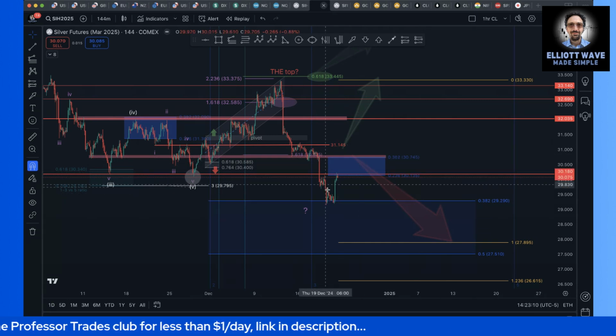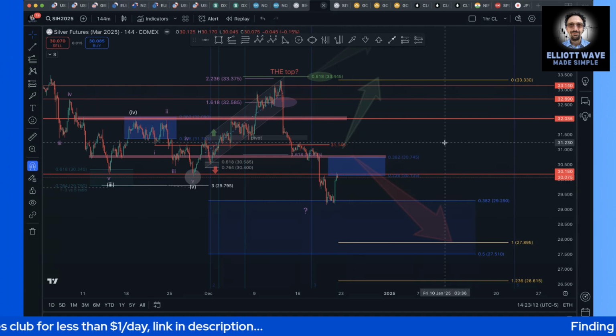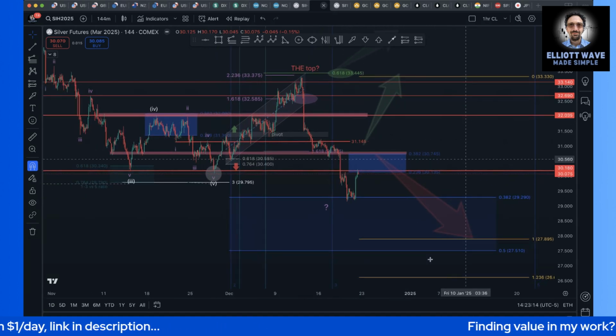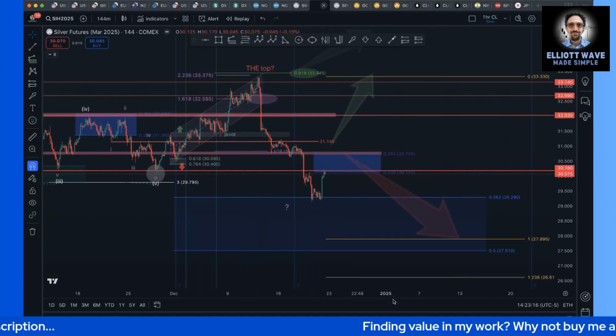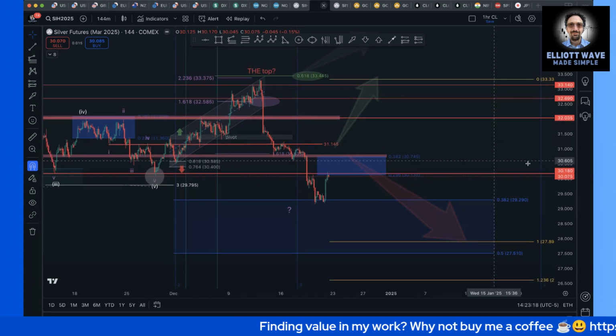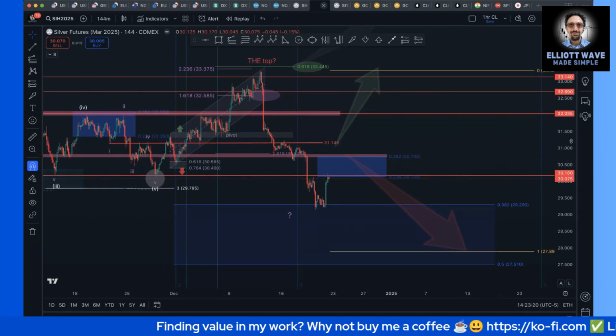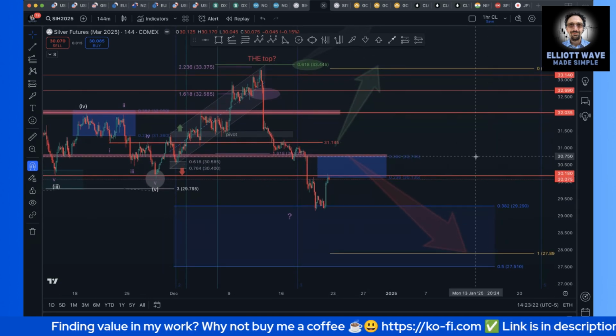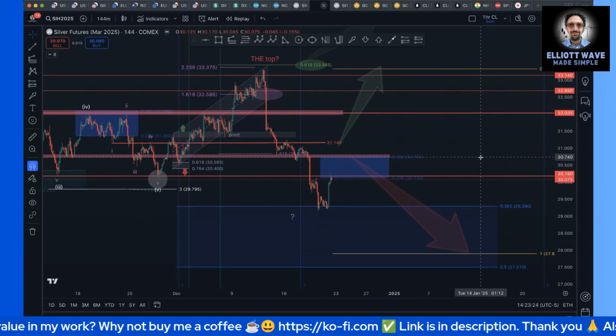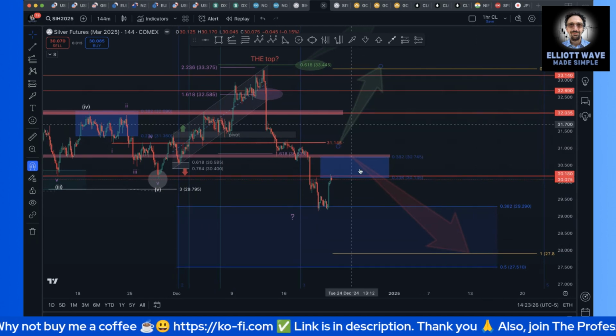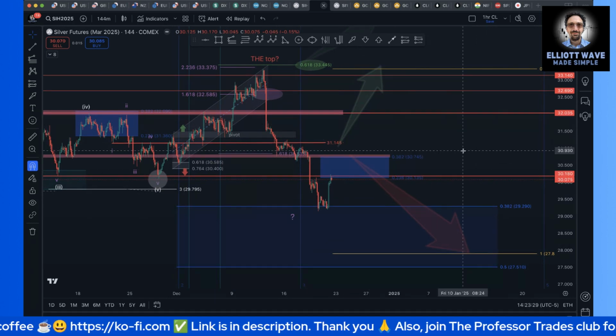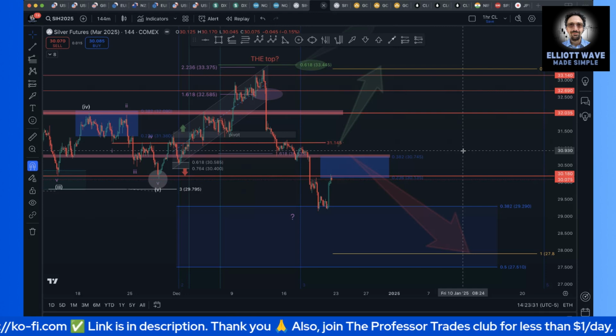Although I've got to say, man, I'm sorry I'm talking a lot. I wish you guys could just know everything I know about Elliott Wave, but I'm trying to simplify it and present what is most likely. So this is the area that is going to decide what is going to happen.